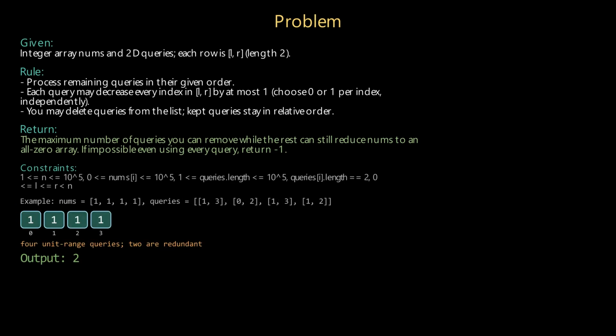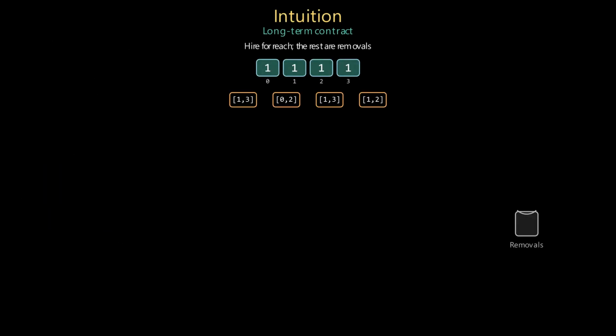Second example, 4 ones and 4 overlapping interval queries. 2 of those queries are redundant while still zeroing the array, so the answer is 2. The question is which queries we actually need, and which we can throw away.